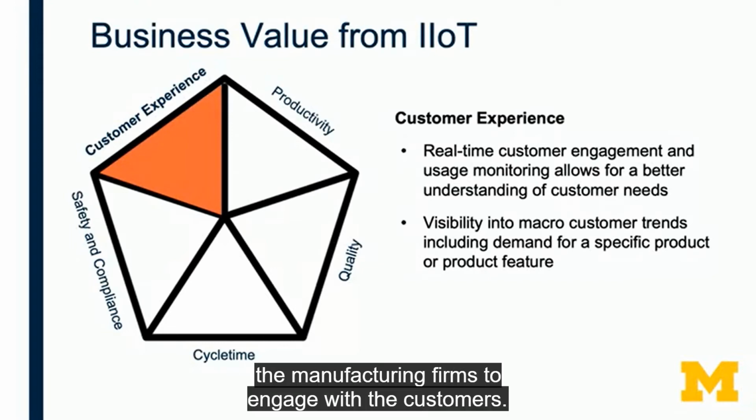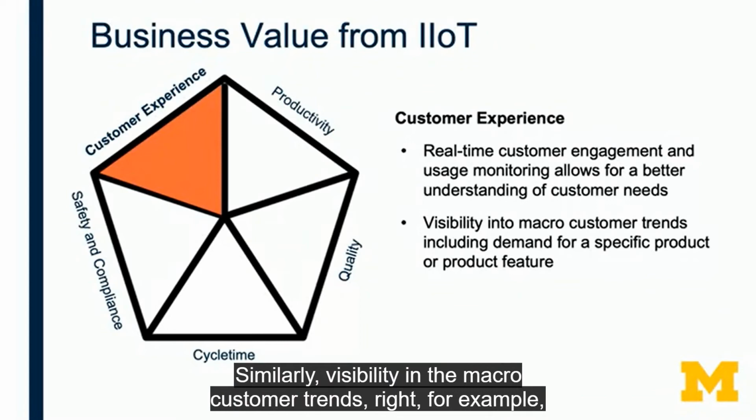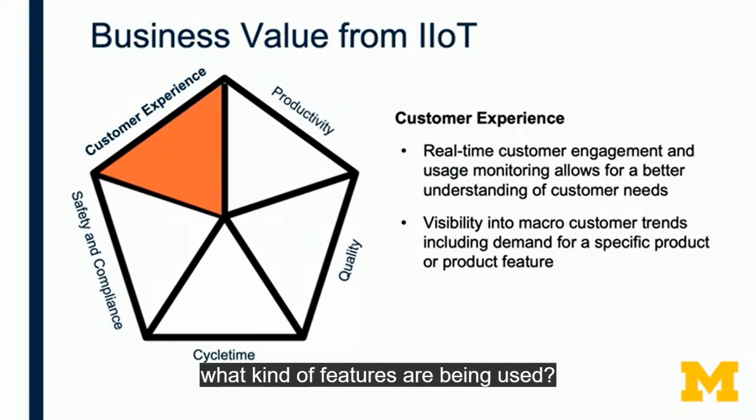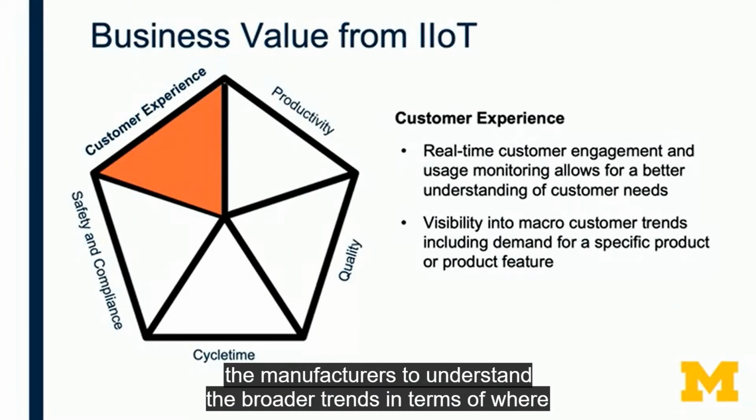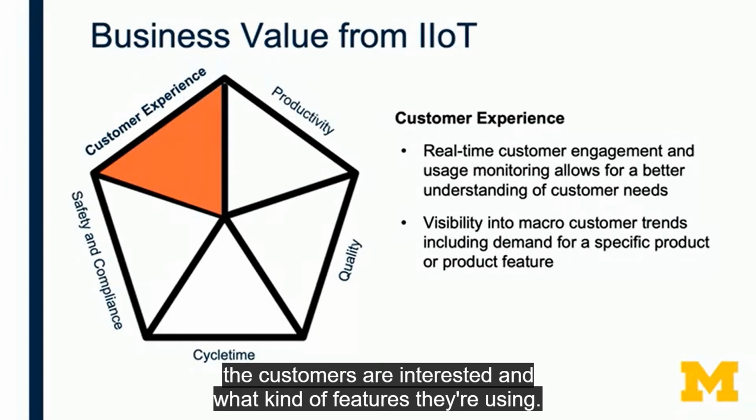Similarly, visibility into macro customer trends, right? For example, what kind of features are being used? What is it that the customers are wanting? In fact, these sensors and technologies in the customer premises can also help the manufacturers to understand the broader trends in terms of where the customers are interested and what kind of features they're using.